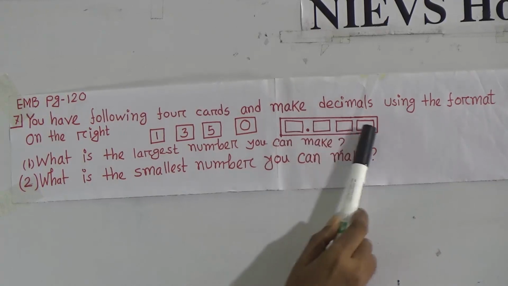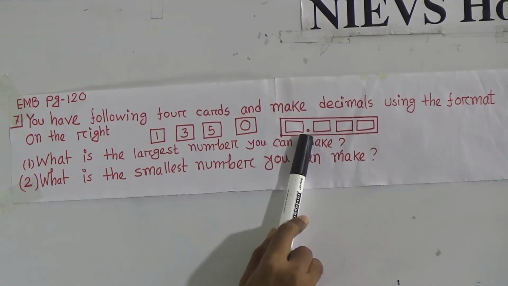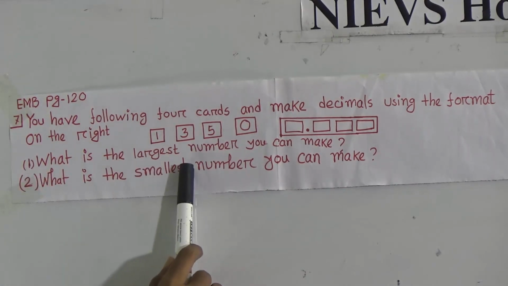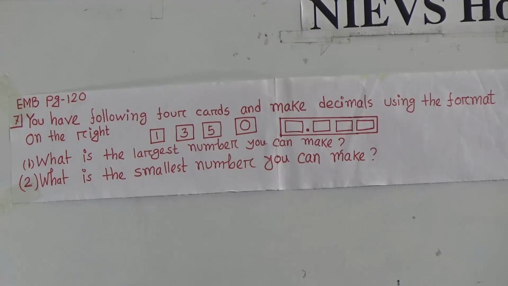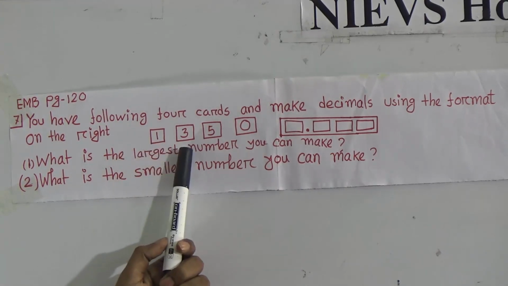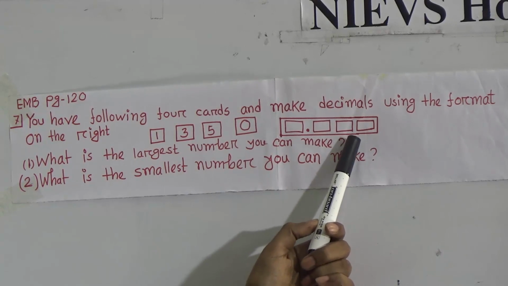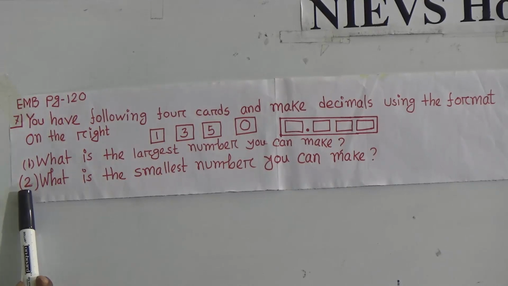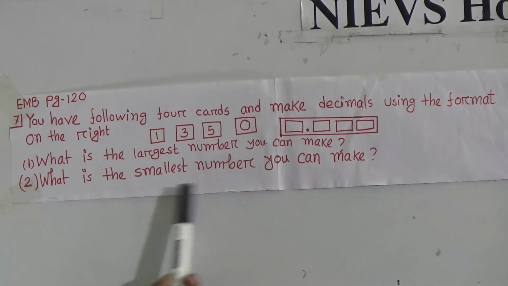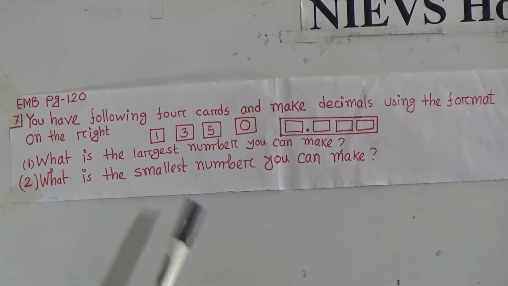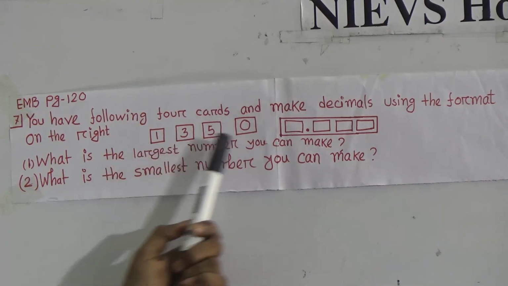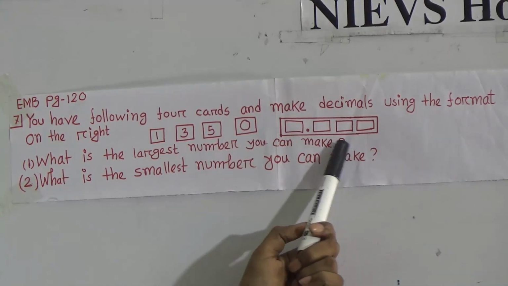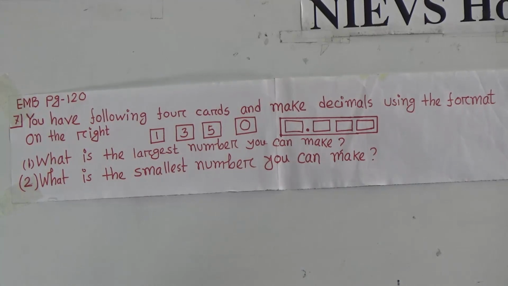You see this is the format and this is the decimal point. Number 1 question, what is the largest number you can make? That means using these 4 cards and using the format you have to make the largest number. And question number 2, what is the smallest number you can make? That means similar thing, using the 4 cards and this format you have to make the smallest number.